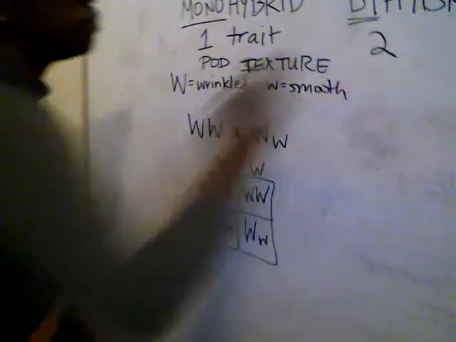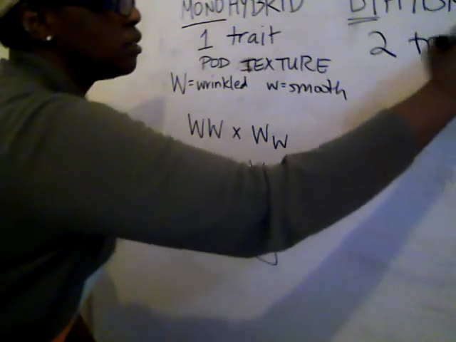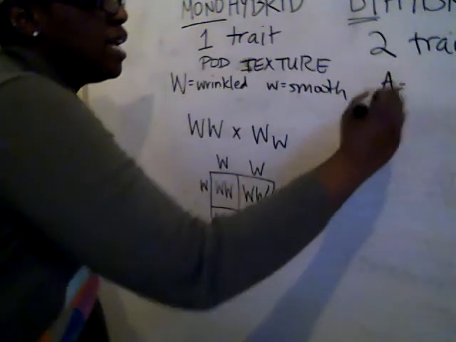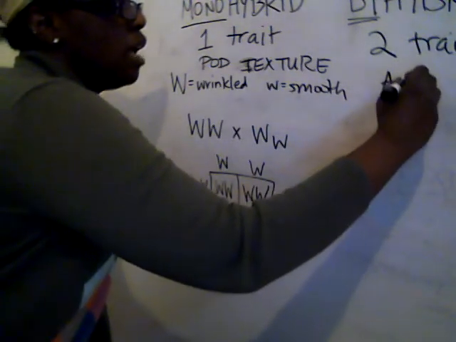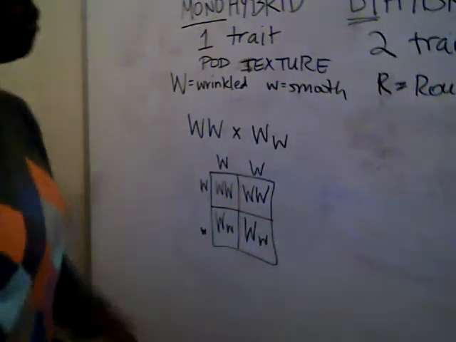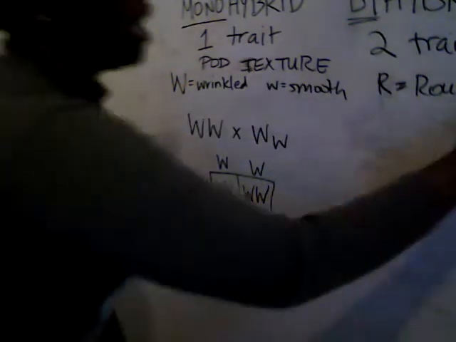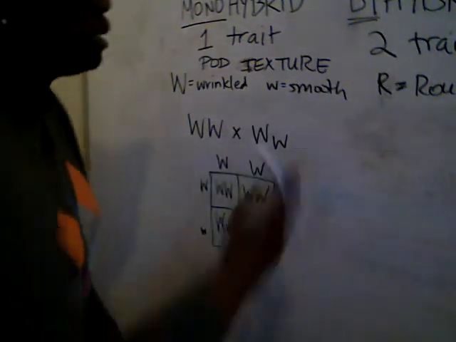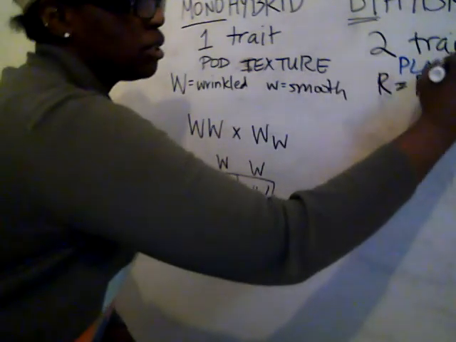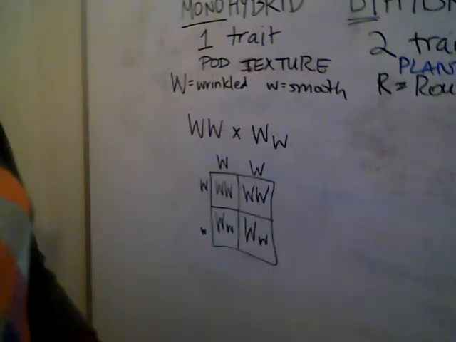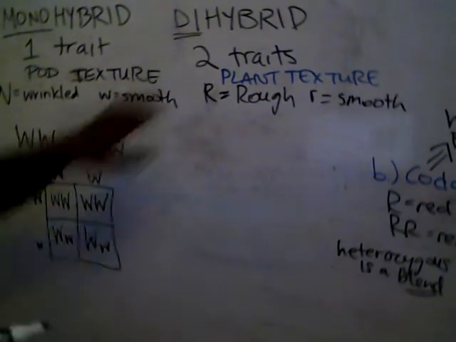Dihybrid, di means two, okay? We're dealing with two traits at a time. So let's say big R is rough texture and little r is smooth. So one of the traits that we're dealing with would be, let's say, plant texture or leaf texture or something. But then they will give you a whole other set of alleles. So just to recap, dihybrid would be two traits.